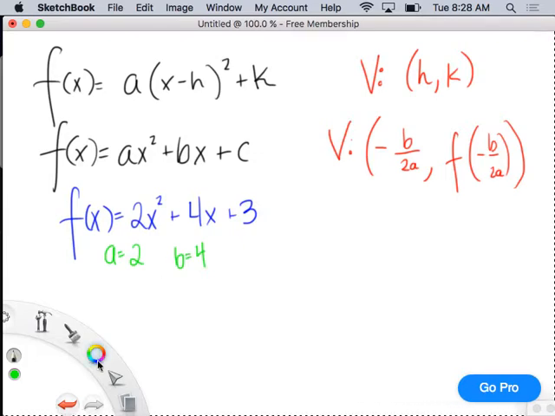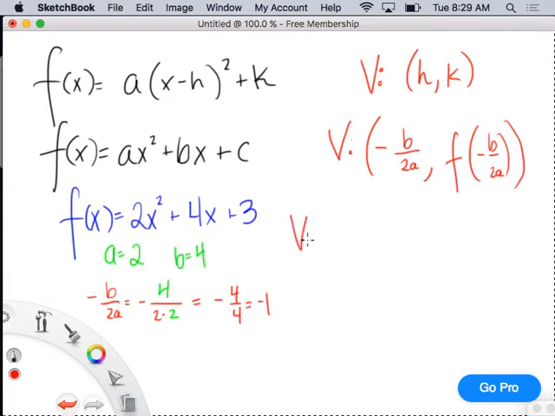Now if I'm finding my vertex, I have to get negative b over 2a. Well, that's just negative 4 divided by 2 times 2. You see? Just plugging in b and a. Well, what does that equal? Negative 4 over 4, or just negative 1. So I know my vertex, the x component, I've just gotten it as negative 1. Does that make sense?